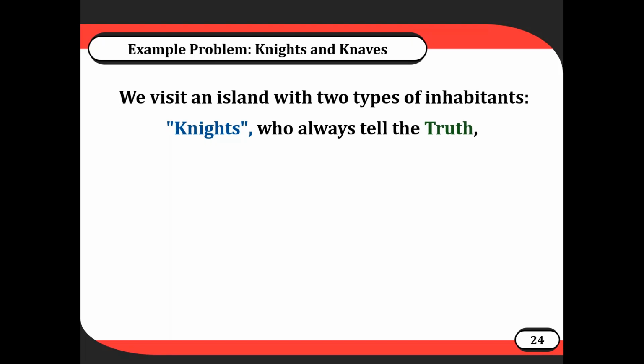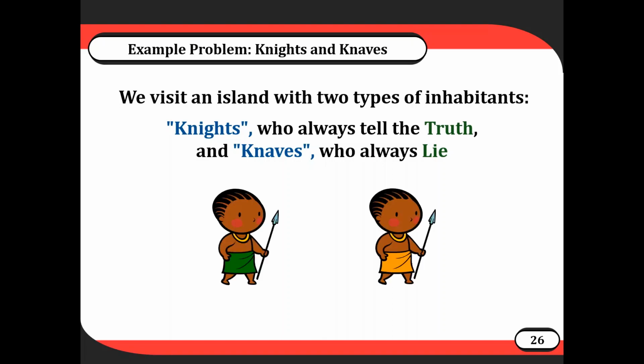So we visit an island with two types of inhabitants: knights who always tell the truth, and knaves who always lie. This is an old riddle, so some of you may have heard it before, but we're going to go over it again using this discrete math model. Although you can probably think about it for a bit and come up with solutions to these problems, we want systematic solutions, solutions that we can write as algorithms, so we can solve these using a computer, and then we don't have to think about them anymore.